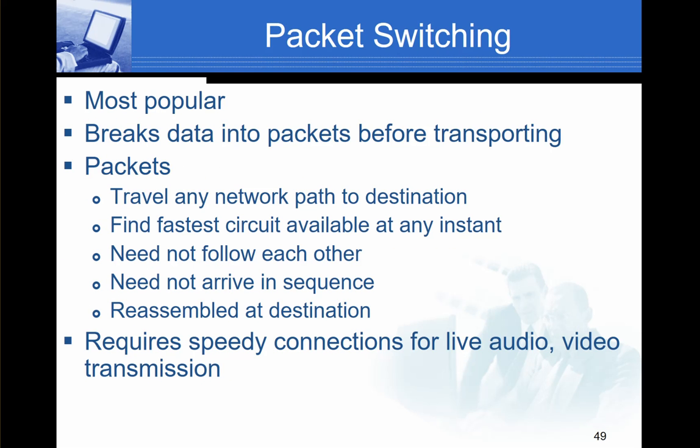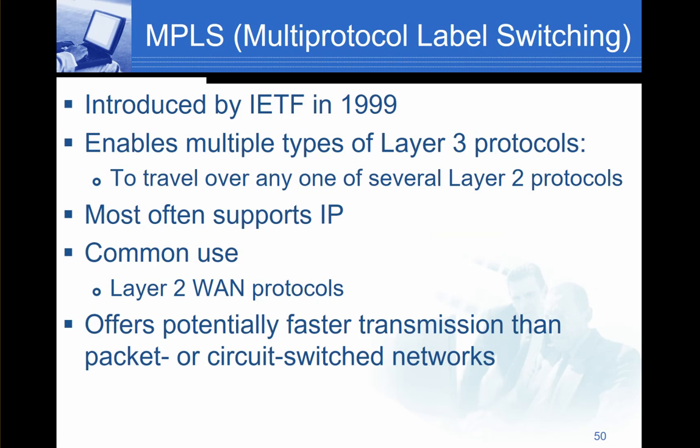And packet switching is the most popular. So the packets travel any network path to the destination. It's going to find the fastest circuit available. And they don't really need to arrive in the same sequence. It can travel a different path. When you're going to Microsoft.com, it can go into 4 or 5 different directions and the packet gets assembled.